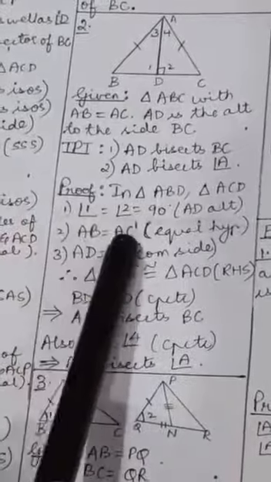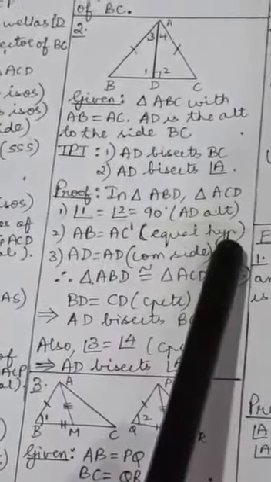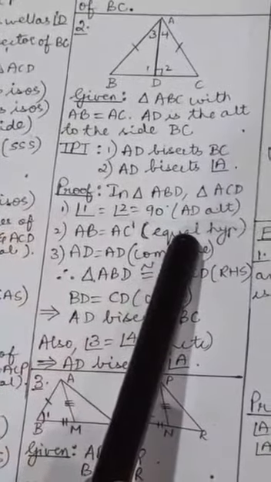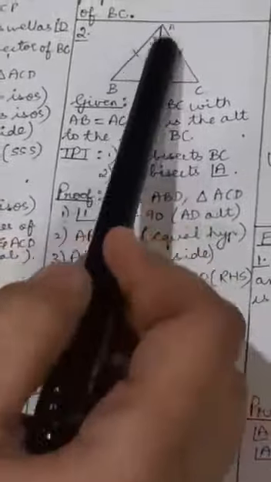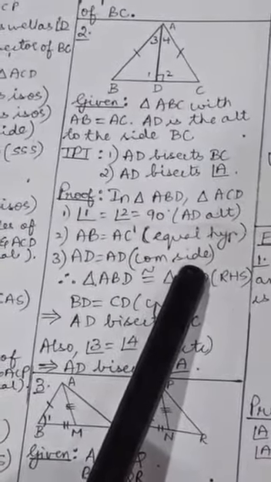So now we are given that AB is equal to AC, which means, the reason I have given here is equal hypotenuse. The hypotenuses of the two triangles are equal. And the other information is AD is equal to AD, common side.